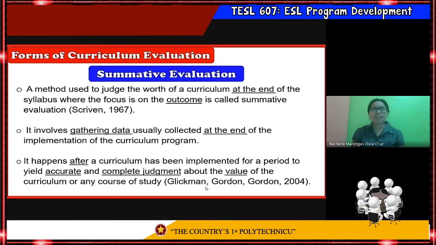So, in short, summative evaluation is done at the end of the implementation of the curriculum or of the program. It may occur after a new course material has been implemented in full, or in several months to years of such implementation. So it serves as the basis in deciding whether the curriculum will be continued, improved, or revised. So let us have their differences.